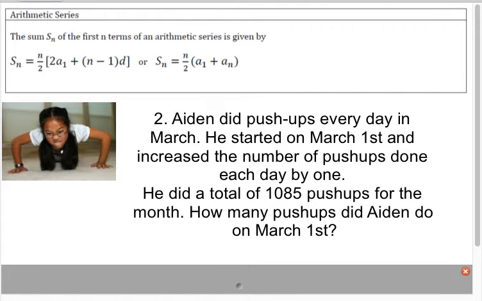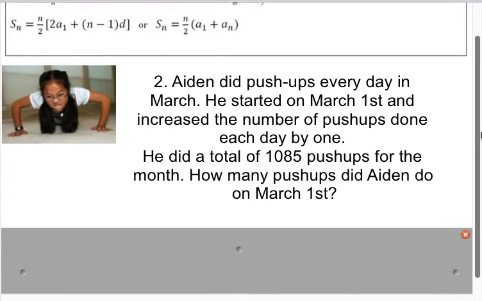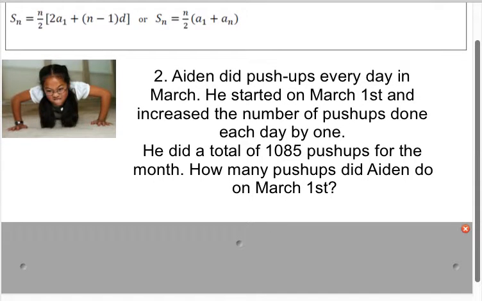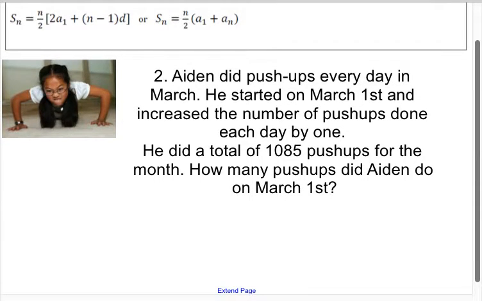Aiden did push-ups every day in March. He started on March 1st and increased the number of push-ups done each day by 1. He did a total of 1,085 push-ups for the month. How many push-ups did Aiden do on March 1st? So what we're looking for here is basically a sub 1. We're going to use one of these series formulas to help us find a sub 1.